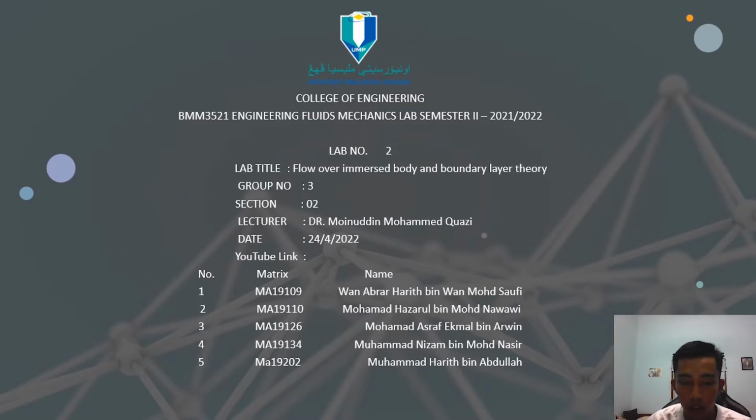So here we are from group 3, section 2. We will discuss lab number 2. The lab title is Flow over Immersed Body and Boundary Layer Theory. My name is Muhammad Nizam Nasir, metric number MA19134.